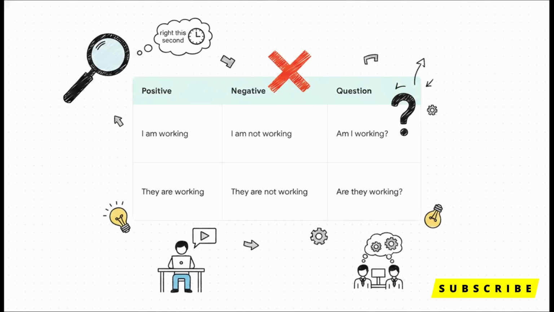And this chart brilliantly illustrates the formula. We simply use am, is, or are plus a verb ending in ing. Look at these office work examples. I am working. It's active. It's happening right this very second. To make it negative, we just drop in the word not. So I am not working. And to ask a question, we just flip the subject and the helper verb. Am I working? Simple, right?